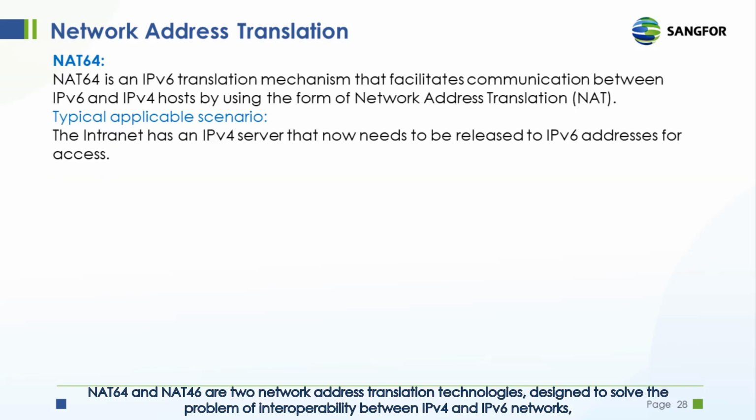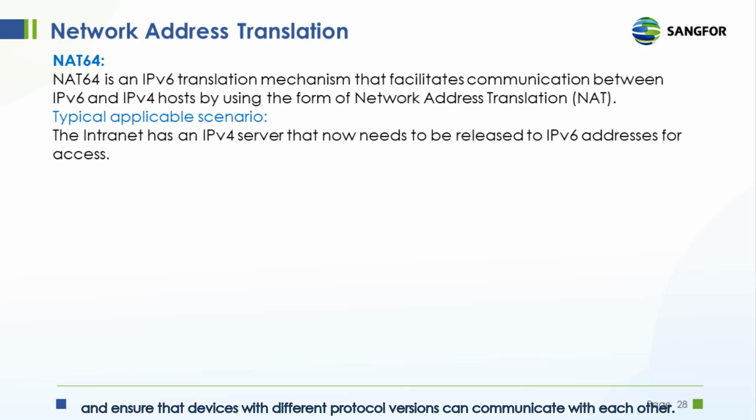NAT64 and NAT46 are two network address translation technologies designed to solve the problem of interoperability between IPv4 and IPv6 networks, and ensure that devices with different protocol versions can communicate with each other.